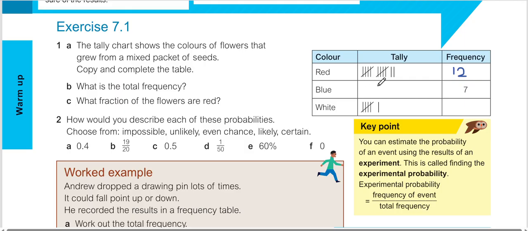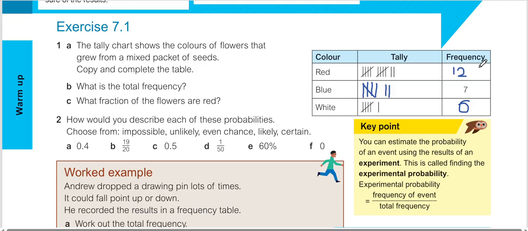And then blue, it says 7. So how do you write it using tally marks? You draw 4 lines and the fifth one you cut across them, and then another 2. Altogether you need to draw 7. Then for white, how many whites are there? 6. Is it clear how to do it? Yes.